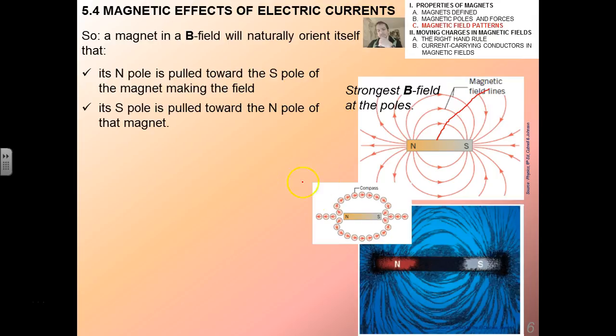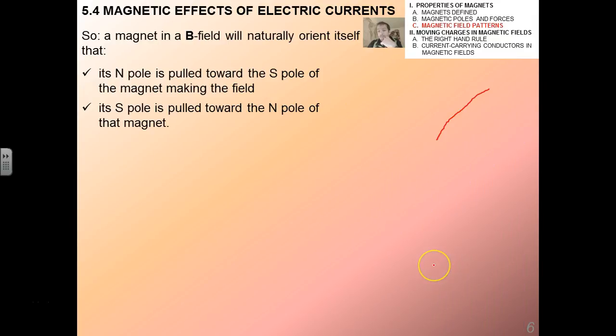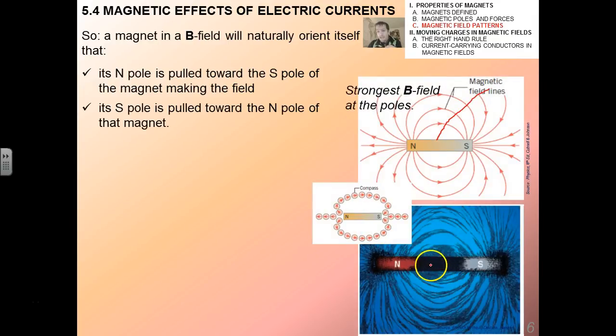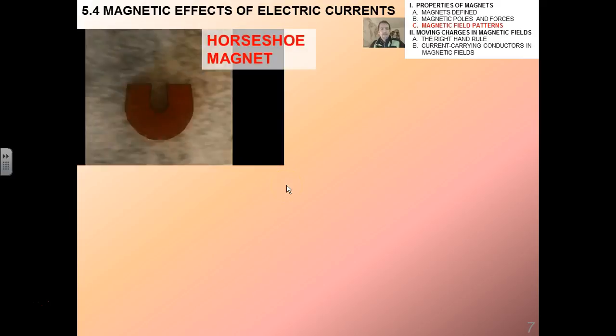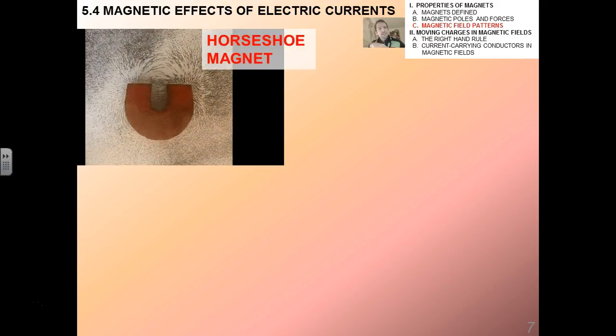Now, if I had a bunch of little compasses around a bar magnet, they would all line up like this. This diagram down here is a picture of iron filings, which are themselves not magnetic, but they have domains. So the iron filings line up in such a way as to trace out the shape of the magnetic field. It's really, really cool. And remember, the object experiencing the force in the magnetic field can either be a moving electric charge or any other object that has molecular domains. So paper clips all stick to this magnet because they all have little forces pulling them, sticking to the magnet. And if I were to remove one of those paper clips, that paper clip would itself be a temporary magnet.